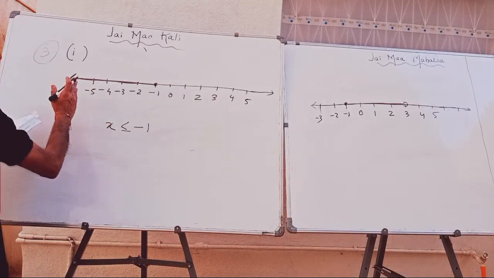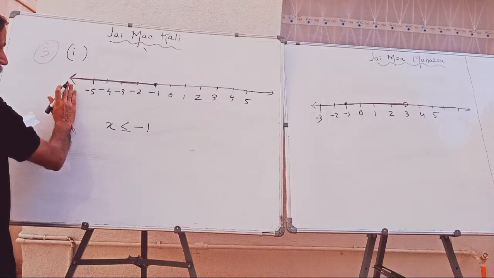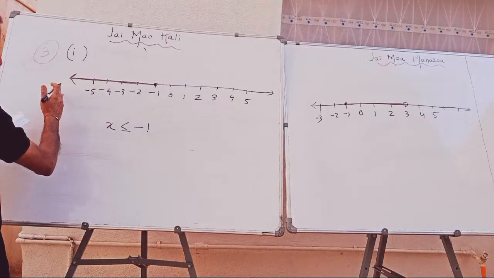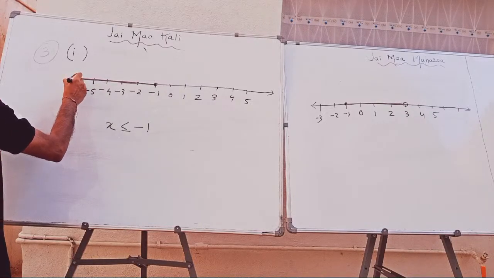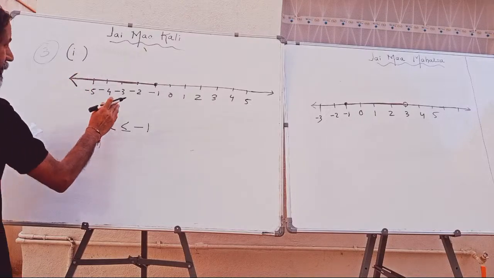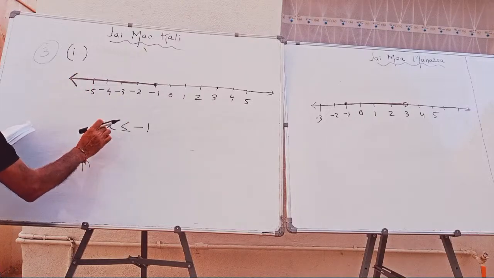Okay, is there any boundary on the left for x? Can x be -10, -20? Yes, the entire number line to the left is bold, if you see here, which means anything less than -1 is the value of x.